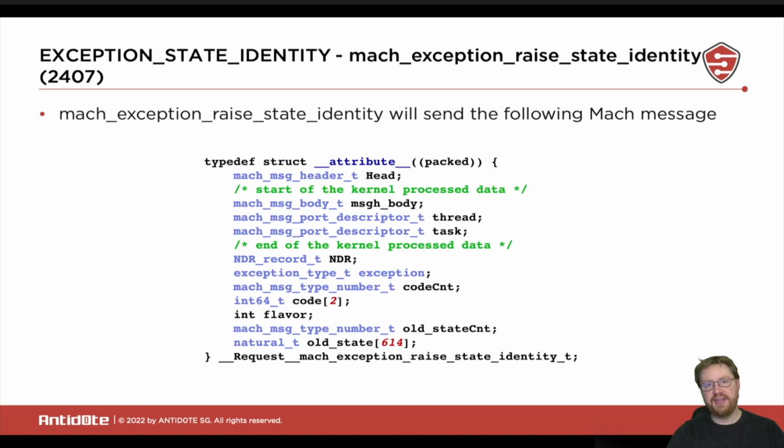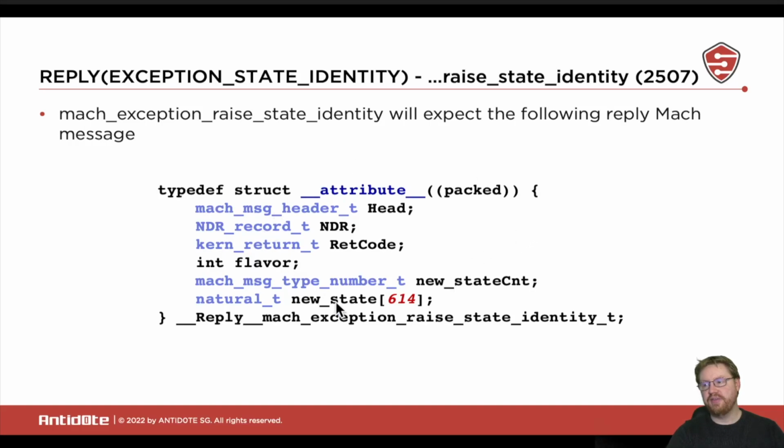So when you have state identity, it's basically a combination of those two. We have a complex message again, so we have the thread port and the task port again, but we also have the state in here. And again, this is 2407, so if we want to answer it, we send 2507. And that's basically the same thing again, but we have the state here, so we can again modify the state of the reply. And yeah, that's basically the options that are most used.